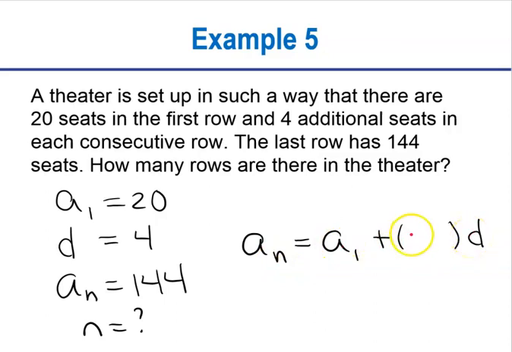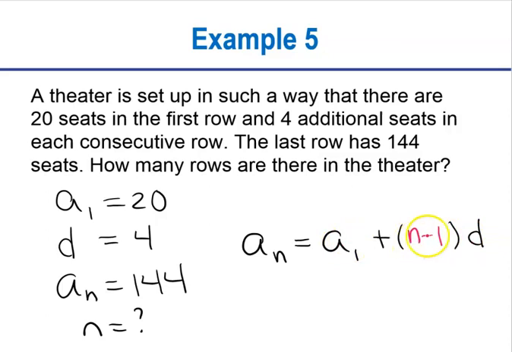I'm going to have to put n minus 1 inside of here, because when I plug in 1, that is the first term in our sequence, then 1 minus 1 is 0, so I don't add the 4. And then when I do the second term, it's still 20 plus, 2 minus 1 is 1 times 4. That'd be 20 plus 4 is 24. Hey, this is working now, right?